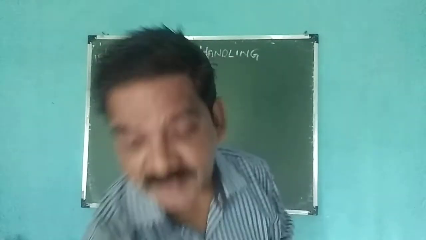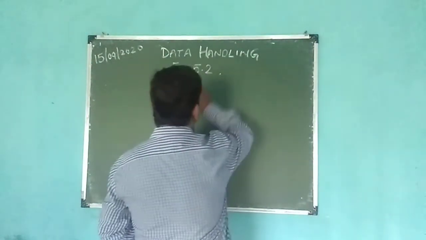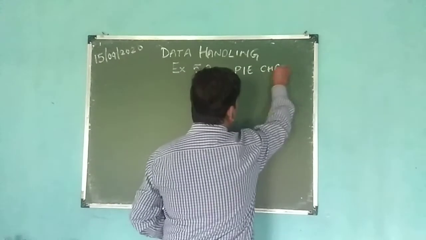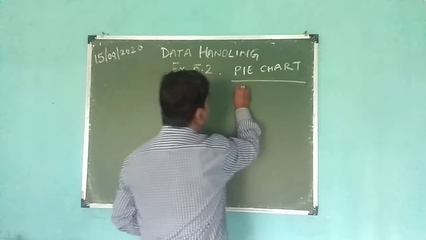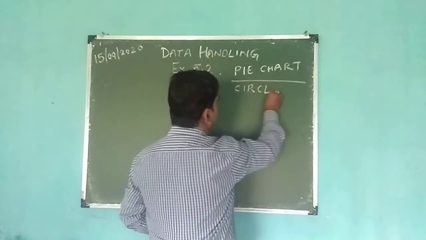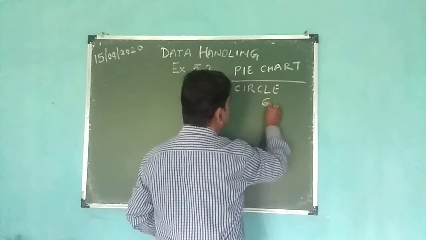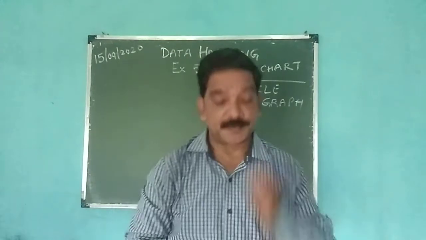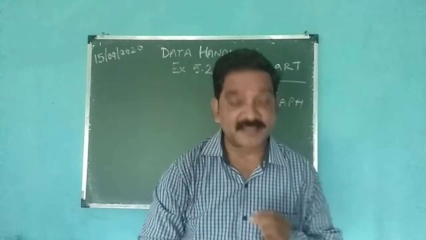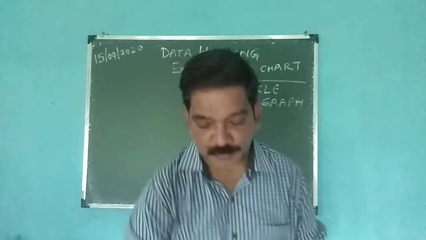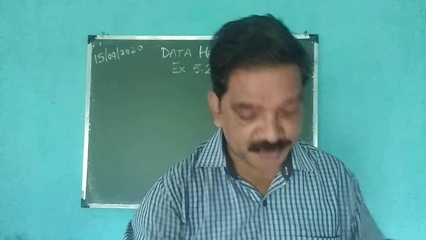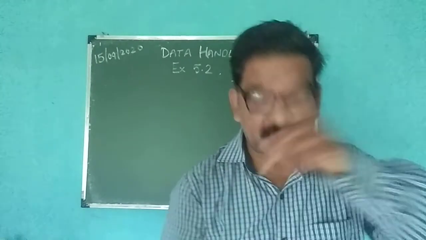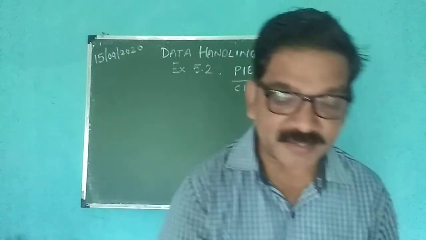Circle graph or pie chart. So this exercise is based on the pie chart, or you can say circle graph. Clear? So let me start this with exercise 5.2, which is given in page number 82. So let me start this question number 1. In the question number 1, they have already drawn the pie chart, or let us say the circle graph.